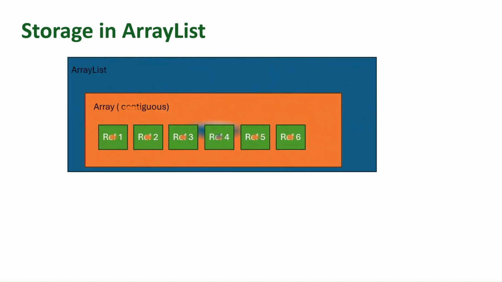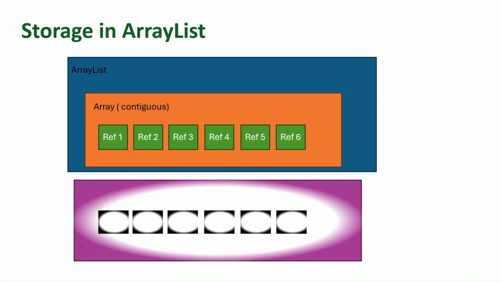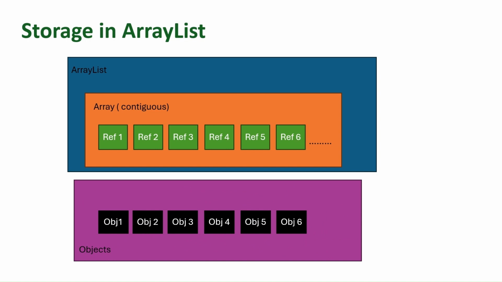Now let's zoom in a bit. Inside the array, we have individual boxes representing references. Let's call them ref1, ref2 and so on. These references are like pointers that guide us to the actual objects stored outside the array. And voila, down here we have the actual objects, obj1, obj2 and so forth. The array's job here is to manage these references pointing to the respective objects.